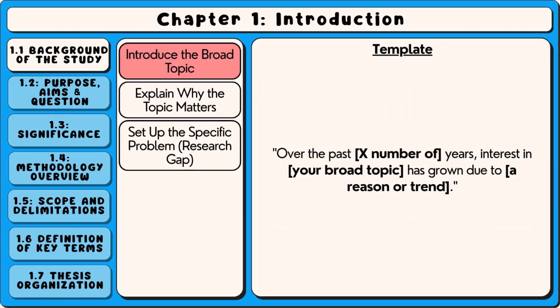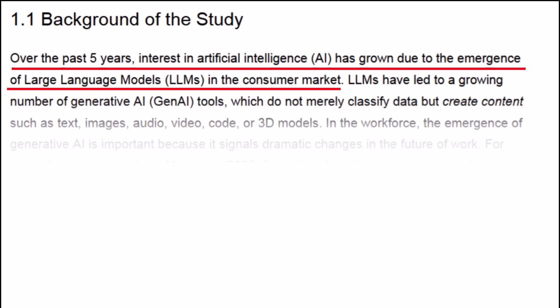For example, you could write, over the past number of years, interest in your broad topic has grown due to a reason or trend. If you look at our sample thesis, you see here it says, over the past 5 years, interest in artificial intelligence has grown due to the emergence of large language models in the consumer market. So that's a good opener to a thesis.